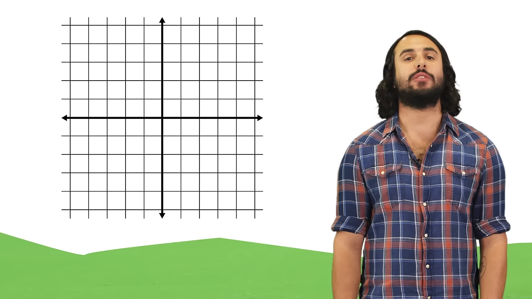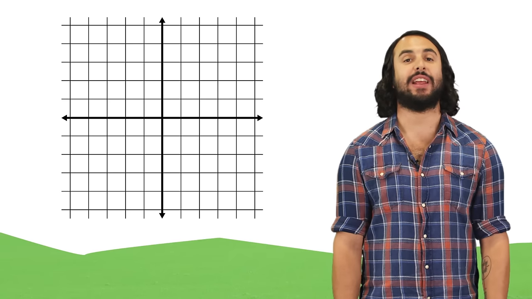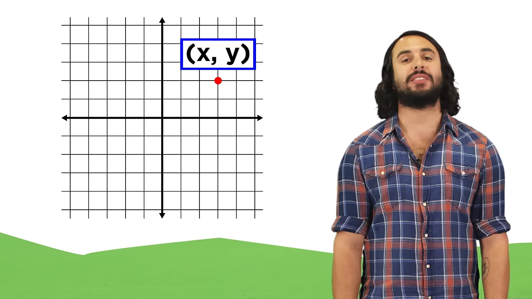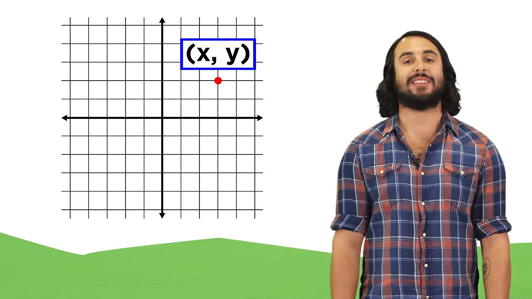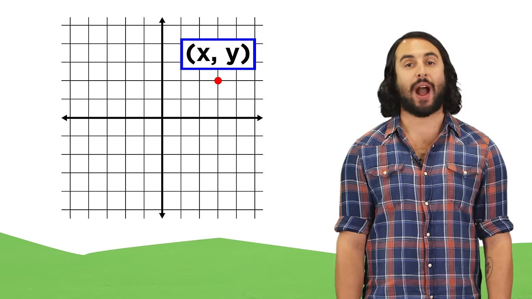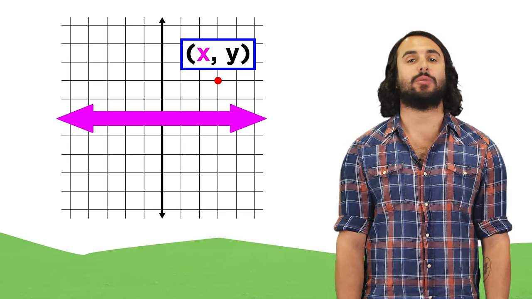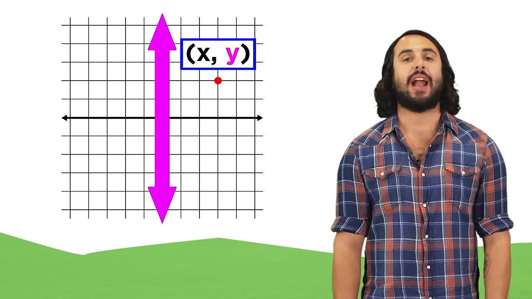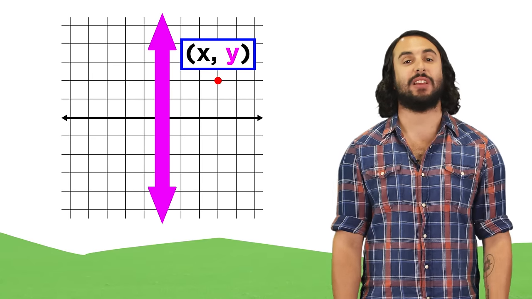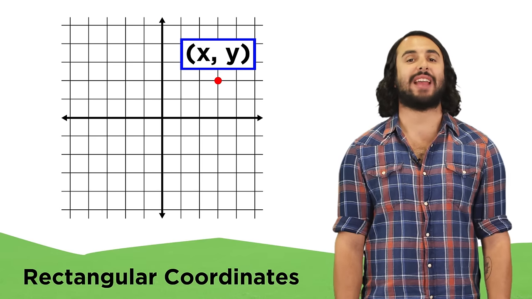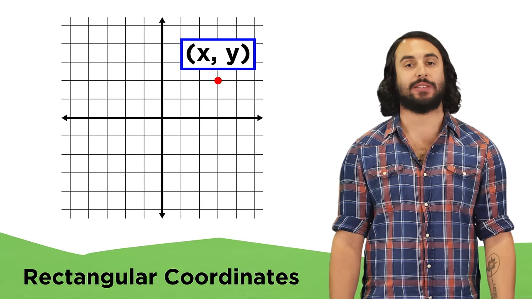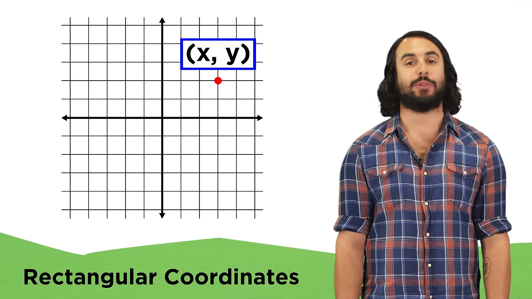Up until now, when we look at the coordinate plane and any function it contains, we have been expressing points within those functions as having an x-coordinate and a y-coordinate. This one tells us where the point sits horizontally, and this one tells us where the point sits vertically. We refer to these as rectangular coordinates. But this is not the only way to plot points.